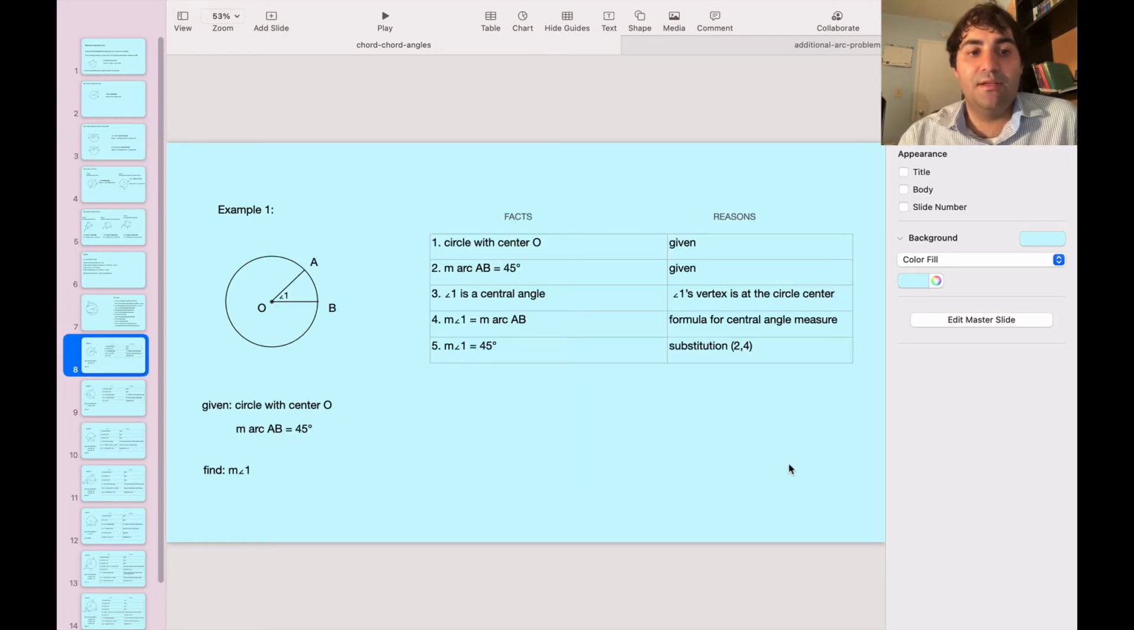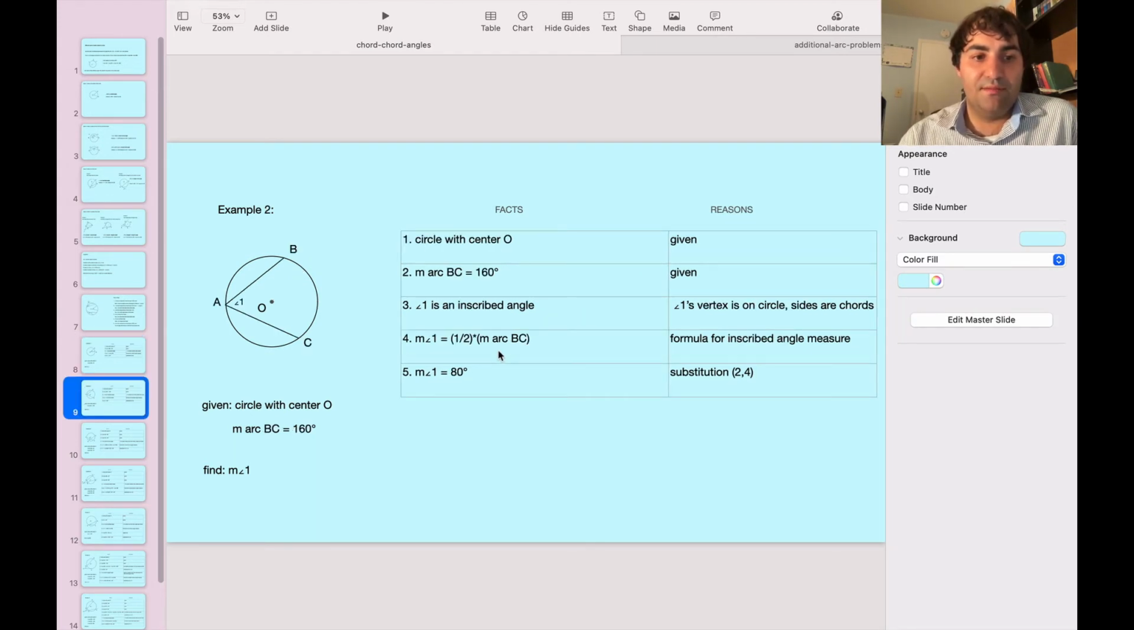Okay, so example 1: given a circle of center O, measure of arc AB equals 45 degrees. Find the measure of angle 1. So write down what we know. And we know that angle 1 is a central angle, right? Because angle 1's vertex is at the circle center. So the formula for the central angle measure is measure of angle 1 equals measure of arc AB. And we can do some substitution and get measure of angle 1 is equal to 45 degrees.